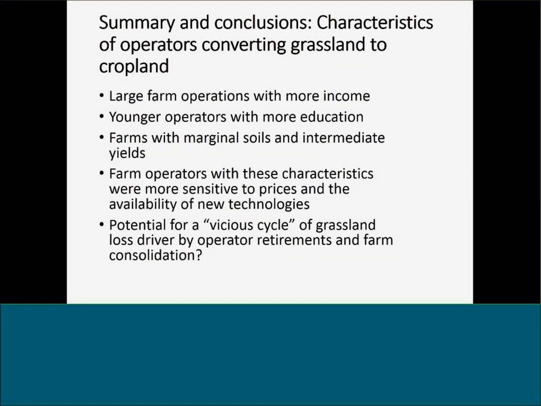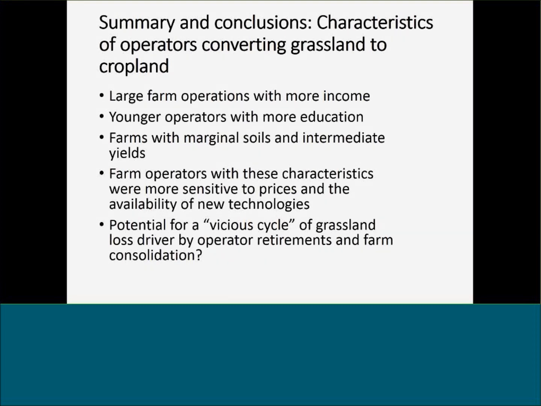Looking at the operators who are converting grassland to cropland, these tend to be large farm operations with more income, younger operators with more education, farms on marginal soils and with intermediate yields. And based on some of the work that Tong Wang did, there's a suggestion that these farms are doing this because they're more sensitive to prices and the availability of new technologies.